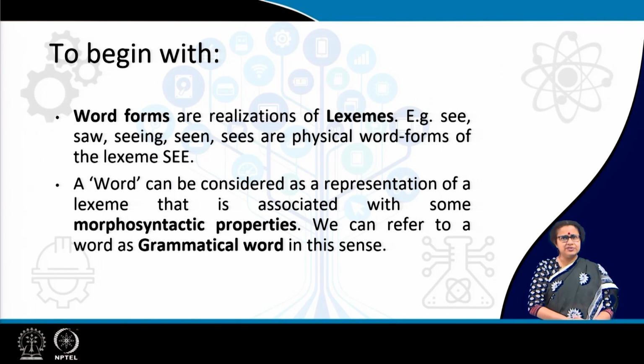So, we can refer to a word as a grammatical word in this sense when we are talking about morphosyntactic properties. For example, you can say that one particular word has a grammatical category. In the last class, we were talking about grammatical categories like noun, verb, etc. So, you can refer to a word as grammatical word in this sense.